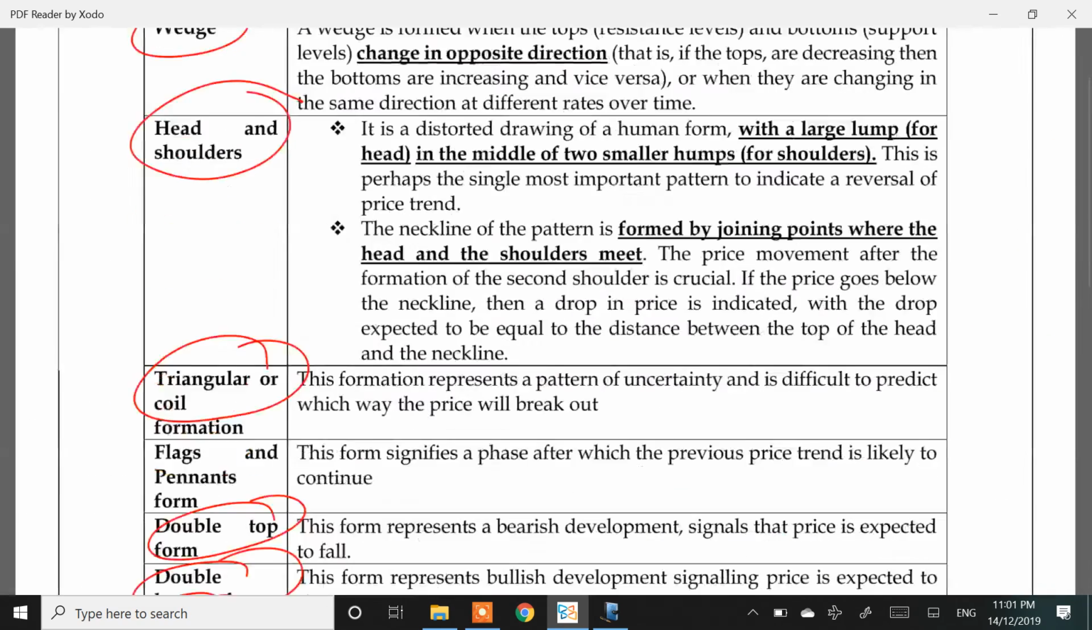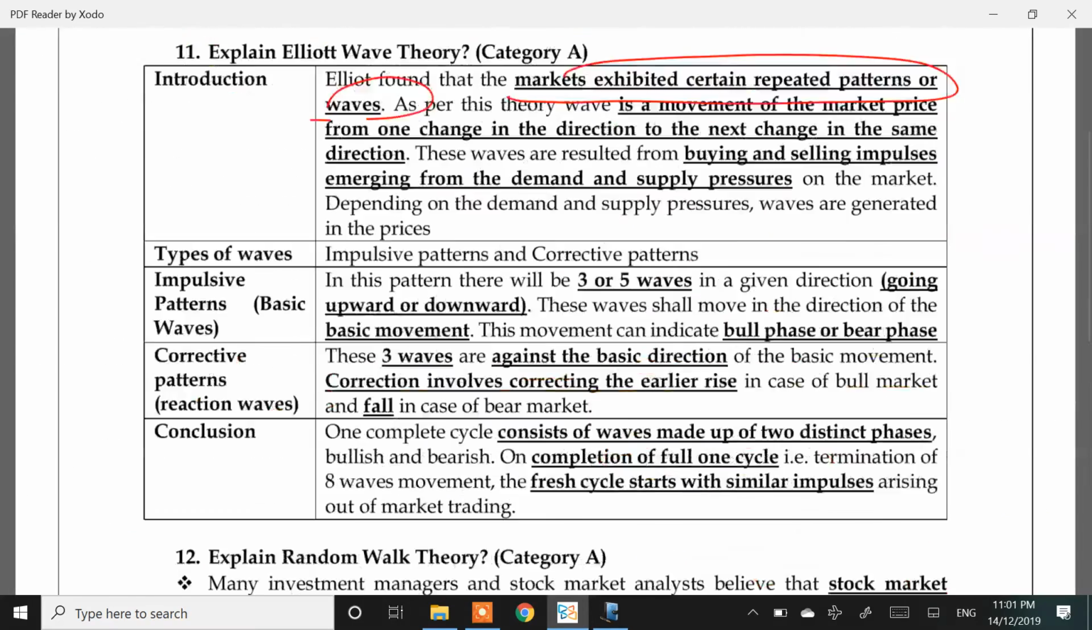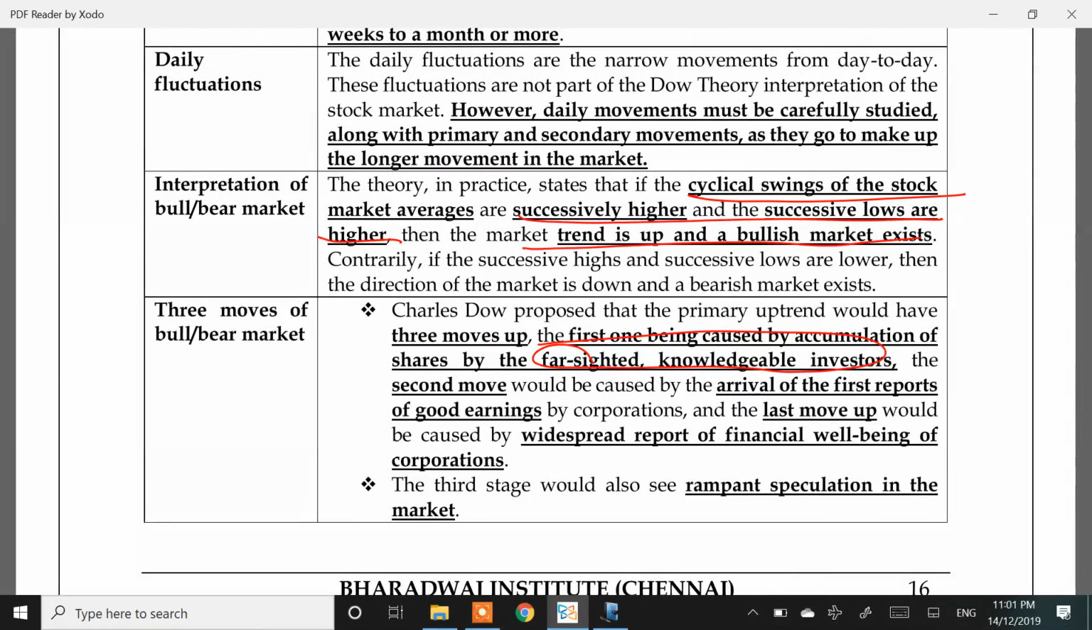So this takes care of chapter 3, where we saw fundamental analysis as well as economic analysis, and technical analysis. Fundamental analysis was EIC: economic, industry and company analysis. Technical analysis is basically on price movements.